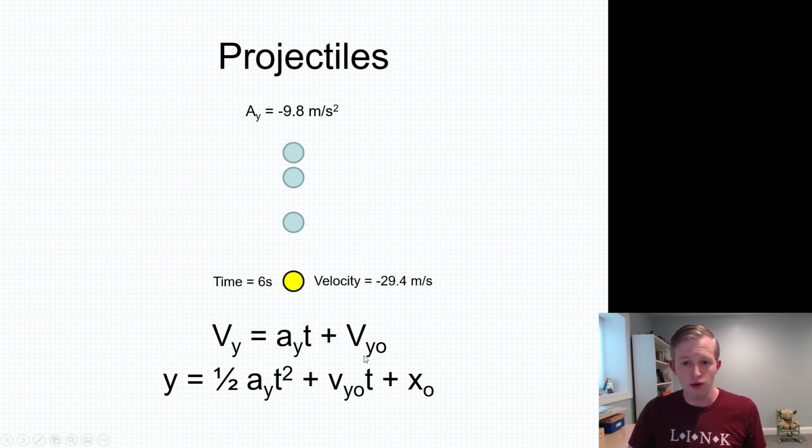Presumably we were given, or we've already solved for the y velocity, and then we just plug in whatever interval of time you want. So if you wanted to know, at 2 seconds, how fast is it moving, or what is its position in the y direction, then you simply go to these equations and you plug those values in.